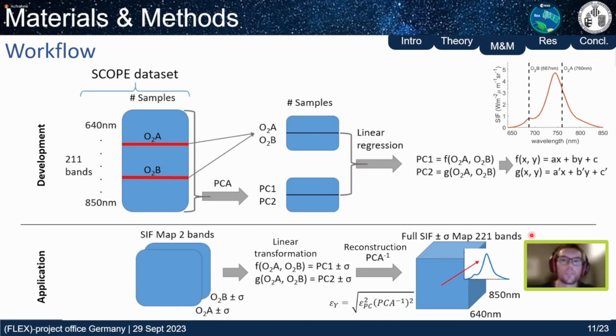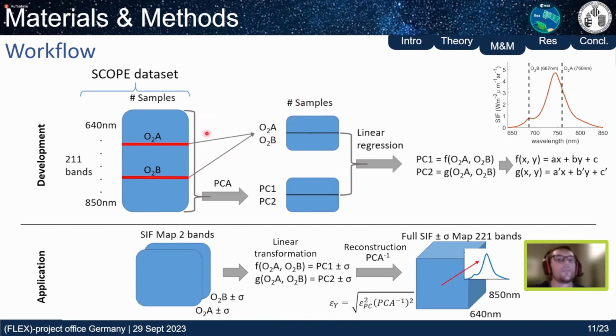with this workflow. First of all, we will create a SCOPE dataset with 10,000 samples, 10,000 spectra, that will cover from 640 nanometers until 850 nanometers. So this is a total of 211 bands, and we will take the values in oxygen band A and oxygen band B, and we will save it here.